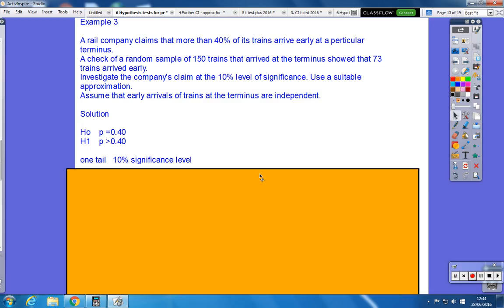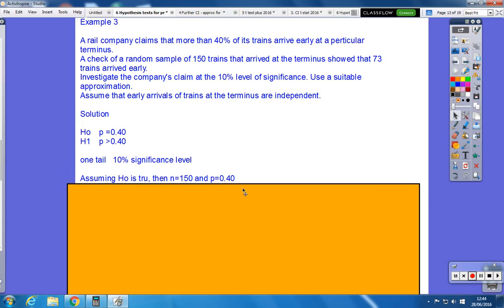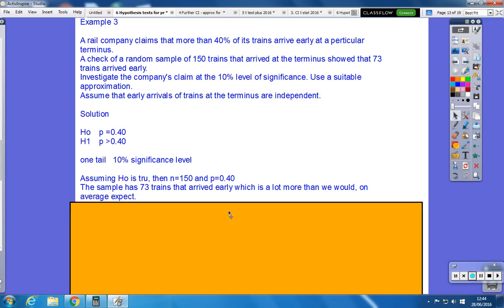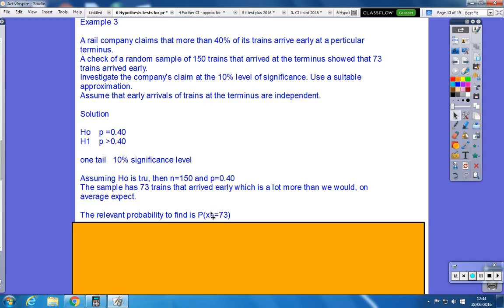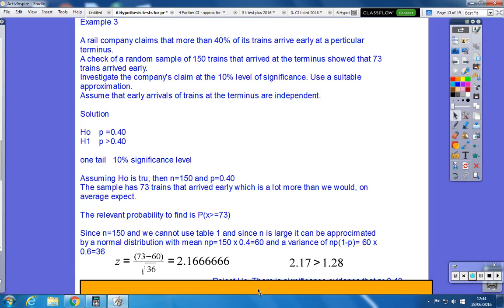Because it's binomial, we need to work out what it is. Assuming H0 is true, which is what you do with these tests, that's always the assumption, then our n is 150 and our p is 40%. So np gives us our mean, but the observed that we got was 73. We want to test if it's greater than 73. So n is 150, we can put it into our z table.